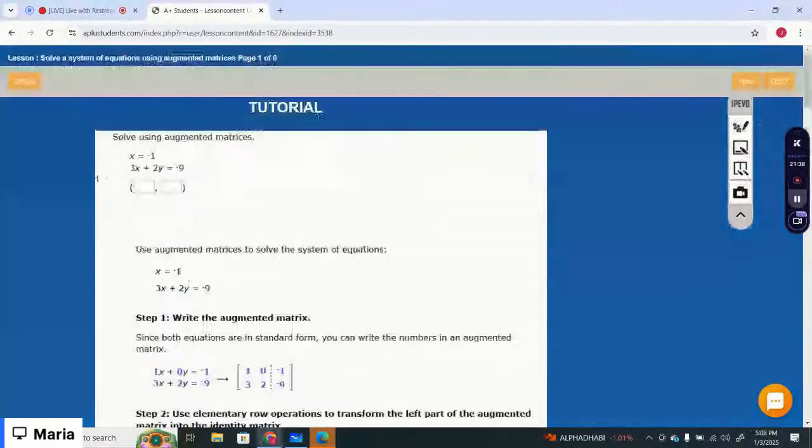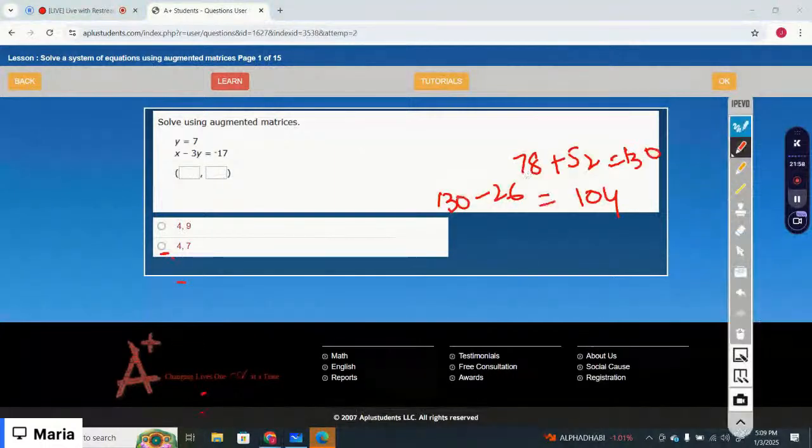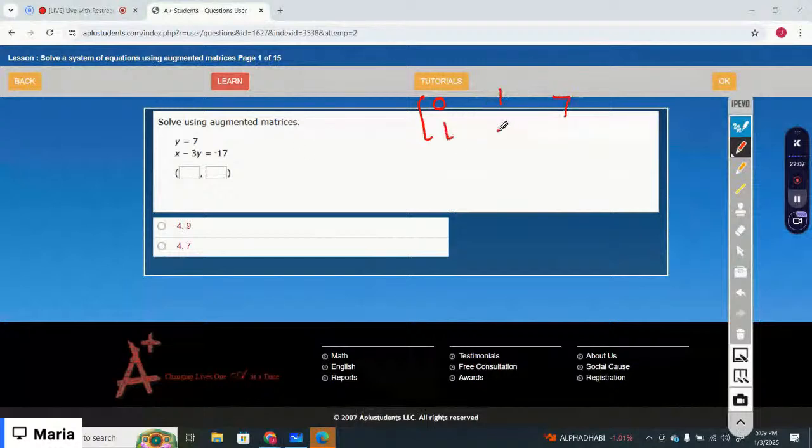Let's just start with the test question. Solve using augmented matrices: y equals 7 and x minus 3y equals negative 17. So let's write down the augmented matrix first. That is 0, 1 and 7. Then you have 1, negative 3 and negative 17. So we have to convert these two rows to the identity matrix. We have to make 0 over here. So you can multiply R1 by 3 and subtract from R2, right?